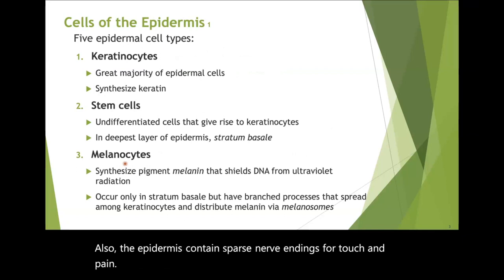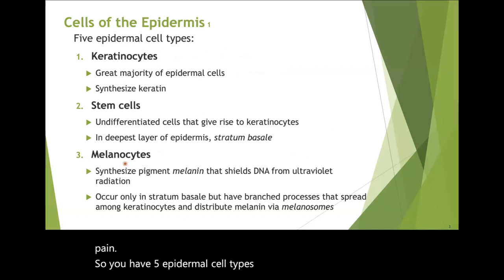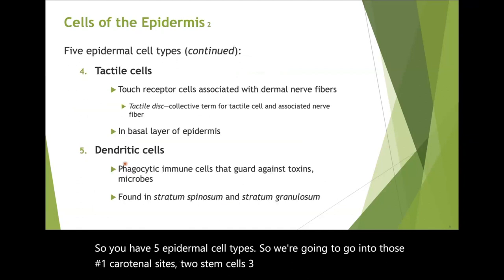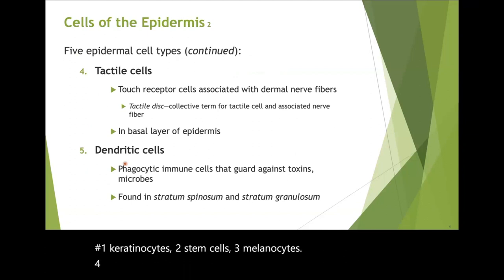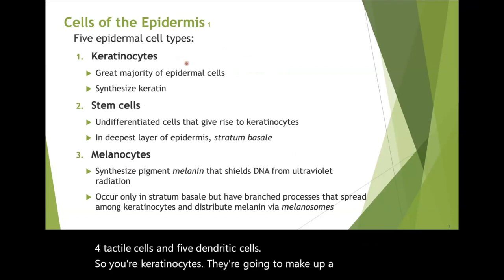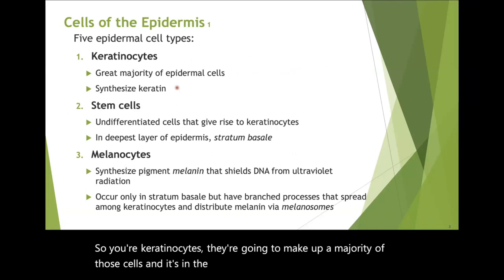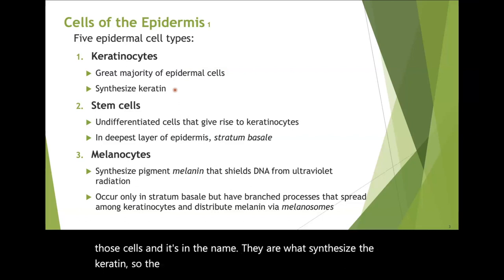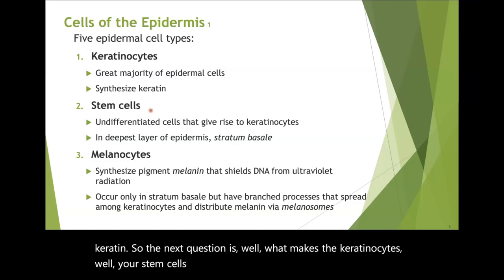You have 5 epidermal cell types, and we're going to go into those. Number 1, keratinocytes. 2, stem cells. 3, melanocytes. 4, tactile cells. And 5, dendritic cells. Your keratinocytes make up a majority of those cells, and it's in the name: they are what synthesize the keratin. The next question is, what makes the keratinocytes? Well, your stem cells are going to give rise to keratinocytes.